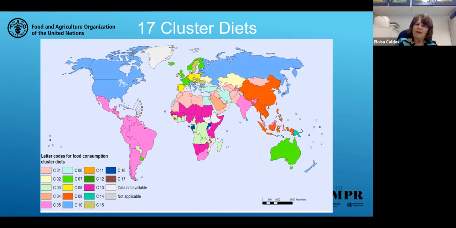And then that number is divided by the number of people who live in that country. But it's not that simple. How were these cluster diets put together?